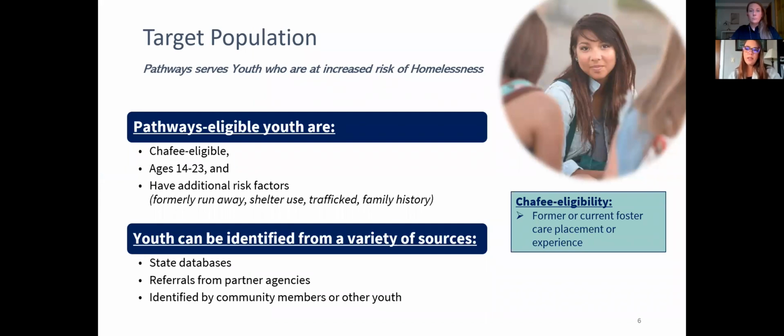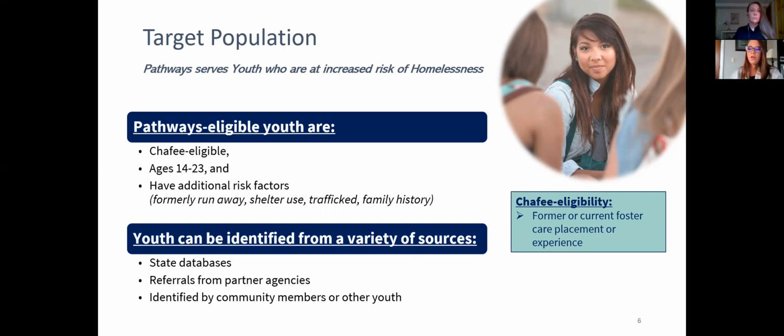So the target population that we're enrolling in the study and providing pathways intervention services to are basically Chafee eligible youth. We started out back in phase 1 with target population 1, 2, 3. We went through many different iterations of refining that target population. And now for phase 3, we're looking at current or former foster youth involved in the foster care system who are at an increased risk of homelessness.